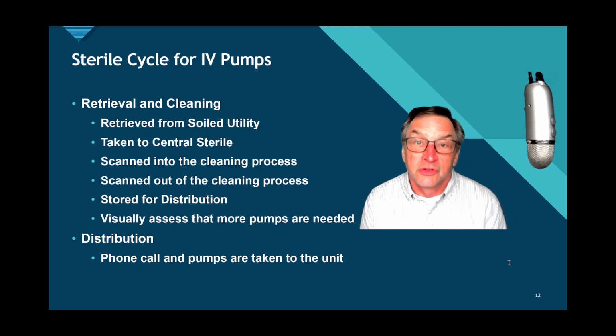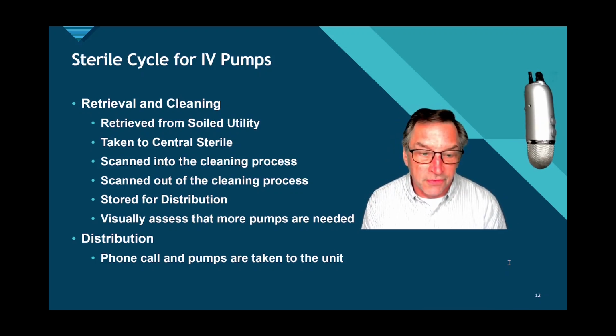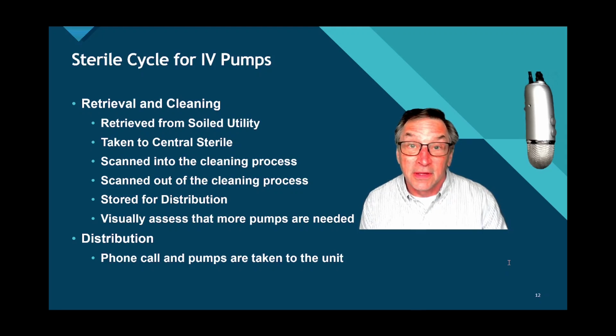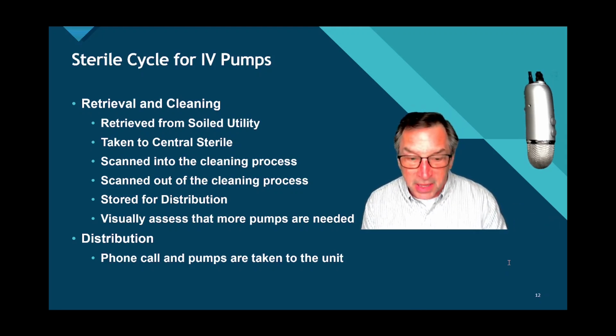So they come from a soiled utility closet. There's a set list of locations. Then they come down to Central Sterile to be cleaned. They're scanned into the cleaning process. We talked about that a few minutes ago. And then they're scanned out of the cleaning process, barcode scanning. And then they're stored for distribution by the supply chain team.